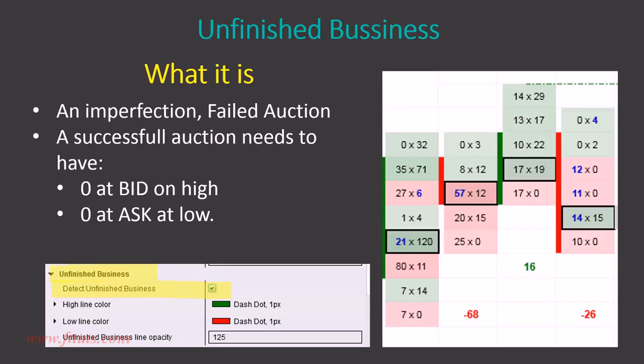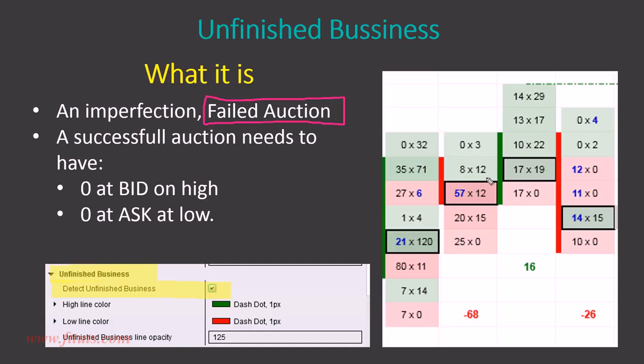Hello, this video is about unfinished business. Let's start with what the unfinished business is. It is an imperfection, or you can also call it a failed auction. You probably know it by the name of failed auction.